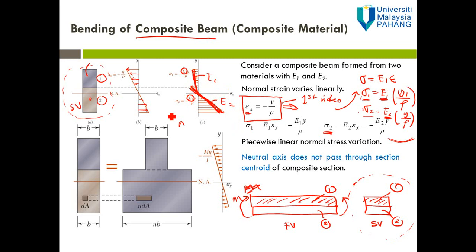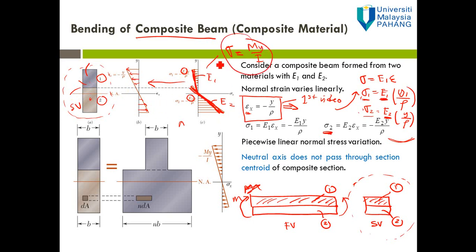So the stress distribution is not as uniform as the strain. This is quite difficult to apply. Because we have two different slopes, we cannot straight away apply the flexural formula My over I. So what we have to do is convert from the composite beam into a homogeneous beam, so that the stress distribution will be uniform, and then we can apply the flexural formula.